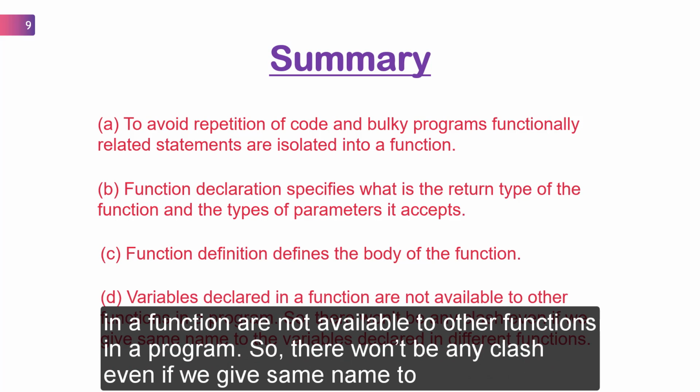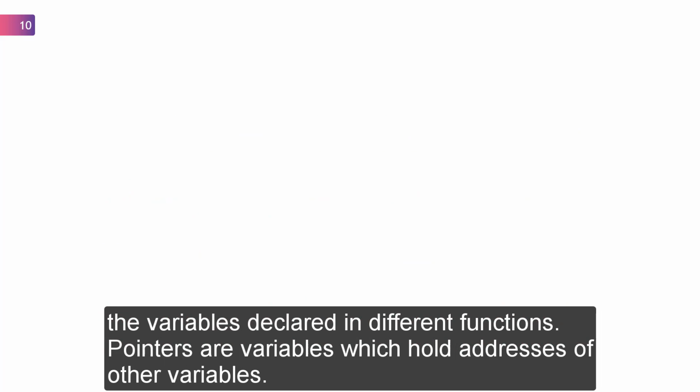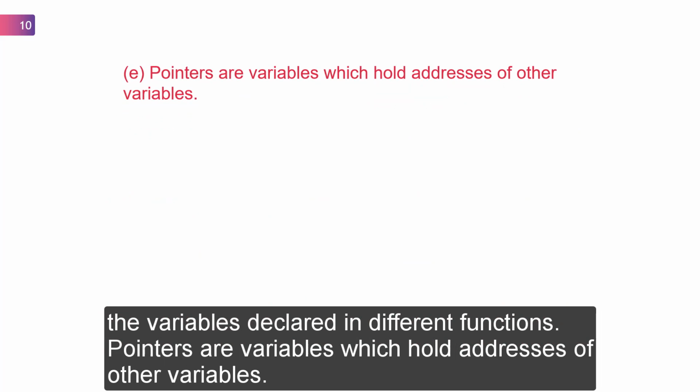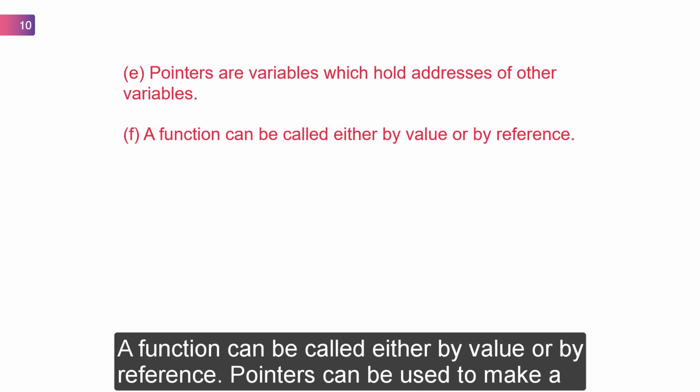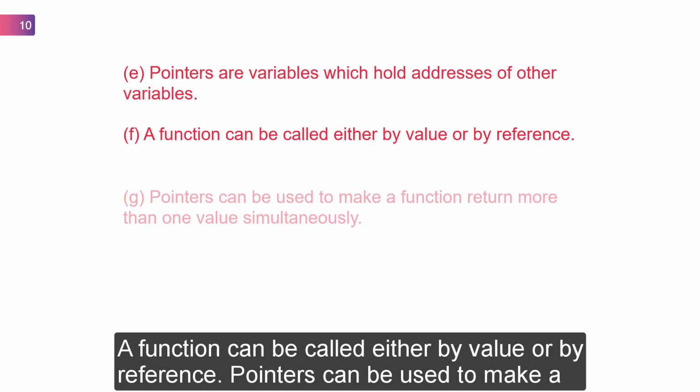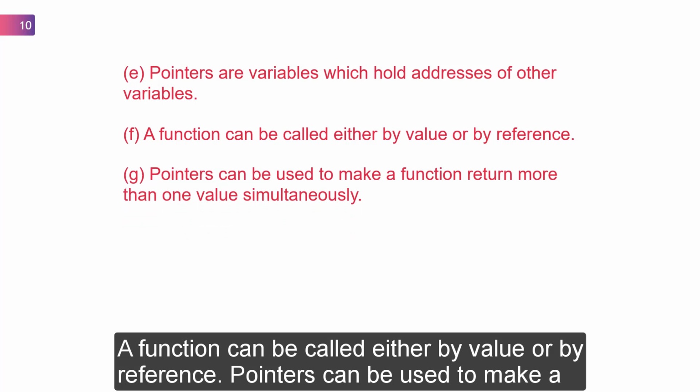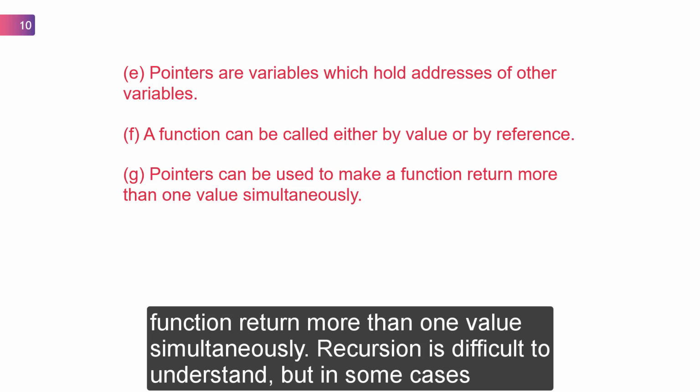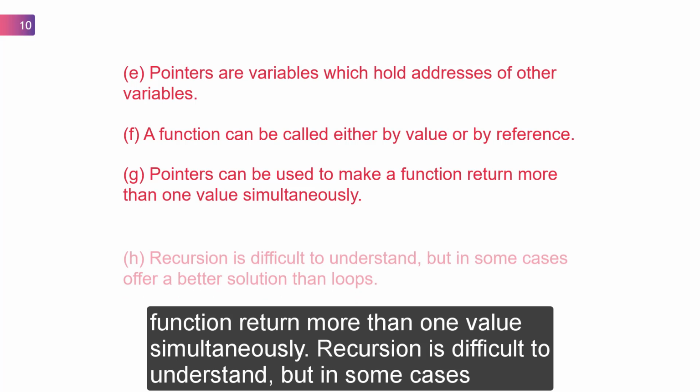Variables declared in a function are not available to other functions in a program, so there won't be any clash even if we give same name to the variables declared in different functions. Pointers are variables which hold addresses of other variables. A function can be called either by value or by reference. Pointers can be used to make a function return more than one value simultaneously.